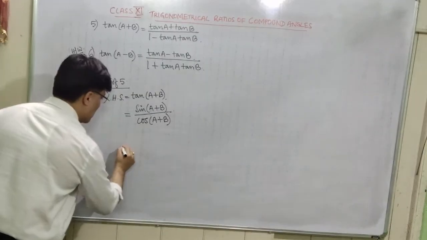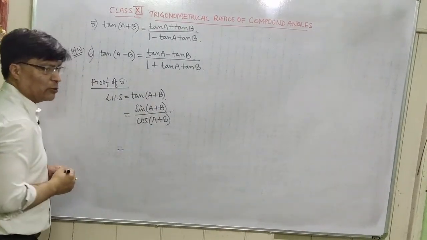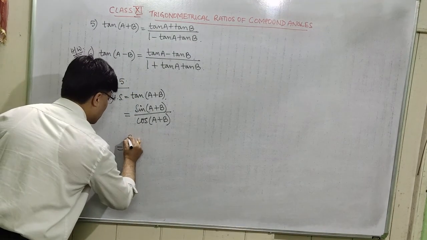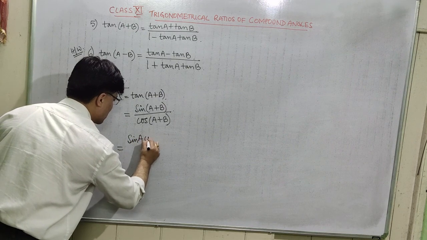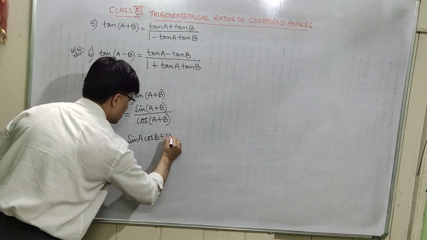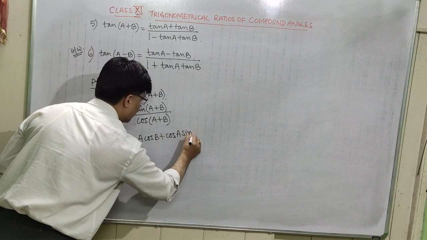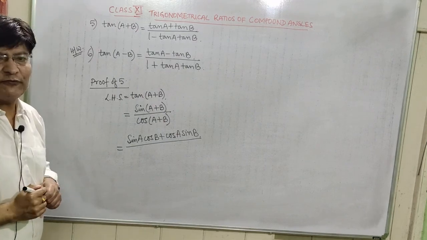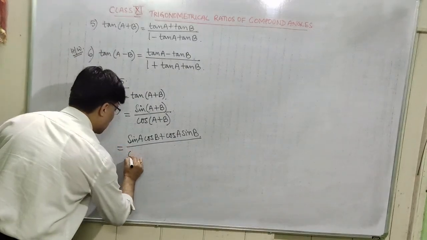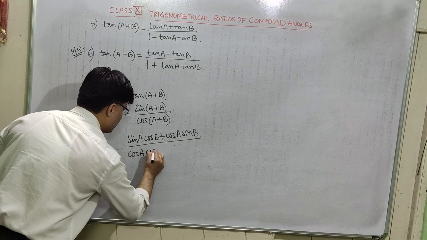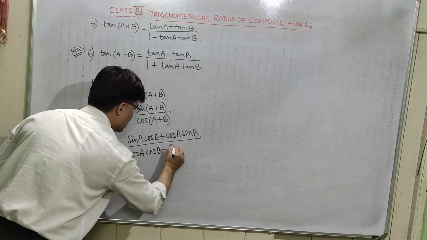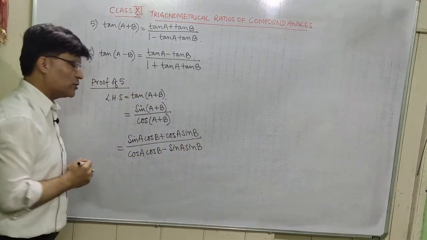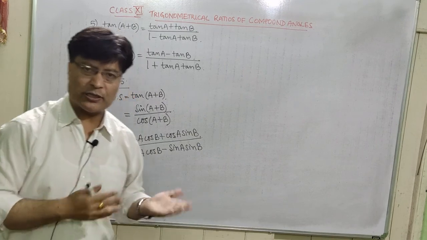Is that clear? So which is equal to, what is the formula in the numerator? What is sine of A plus B? We just proved it, isn't it? It is sine A cos B plus cos A sine B. This whole divided by, what is the formula for cos of A plus B? It is cos A cos B minus sin A sin B. So I think you have understood it. Okay, so we can write down this formula.